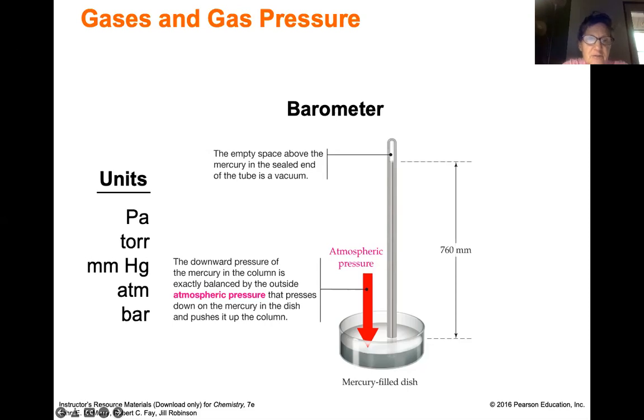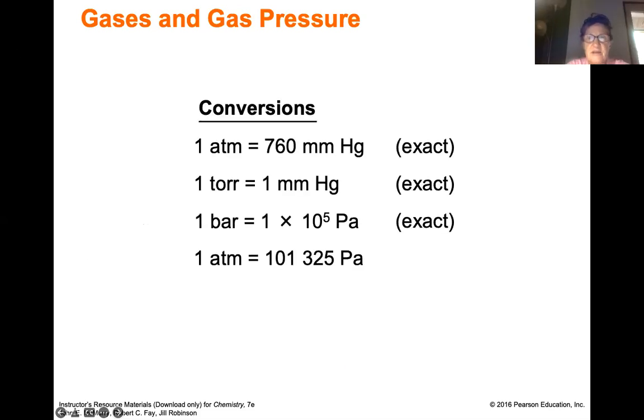The unit of pressure is the pascal if you're in SI units. A torr is equivalent to a millimeter of mercury, so the second and third ones are the same. Millimeter of mercury just comes from the idea that the height in millimeters of mercury in this column is proportional to pressure. Atmosphere is another pressure unit, and bar is another pressure unit. Your book has, well, they're right here. So here are the conversion factors.